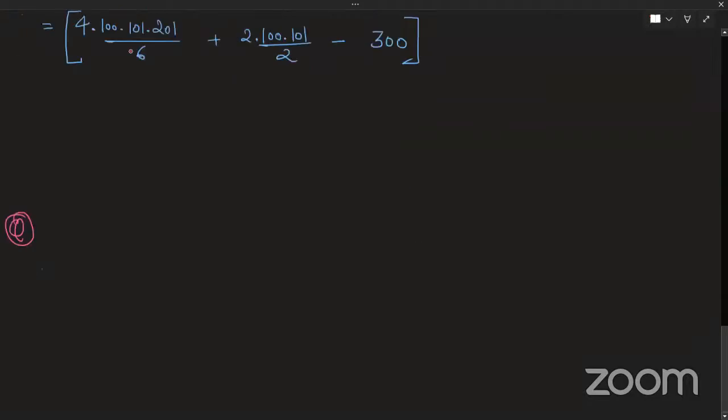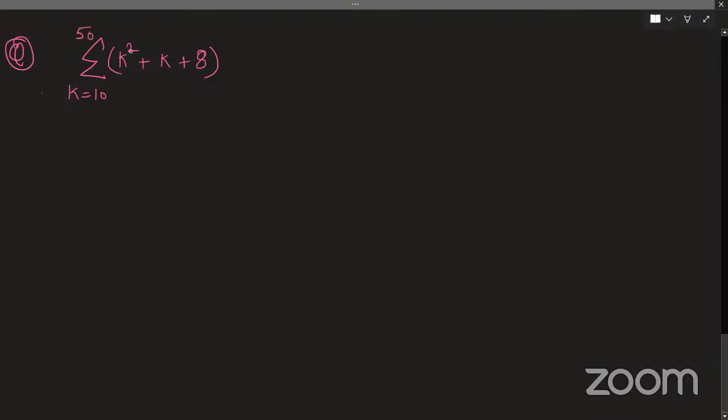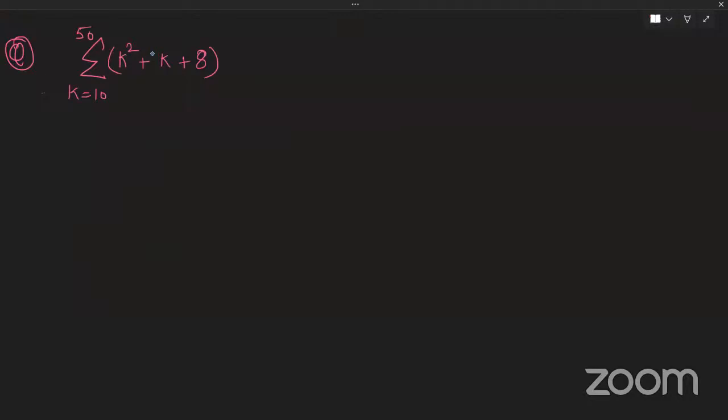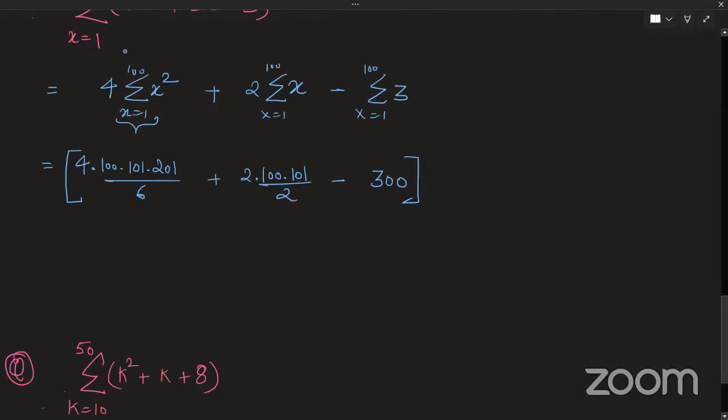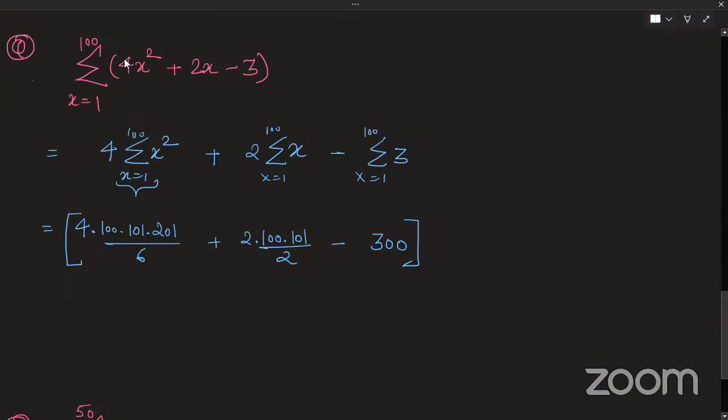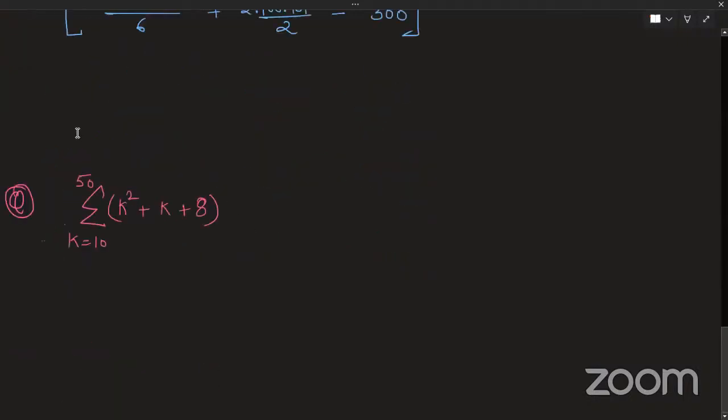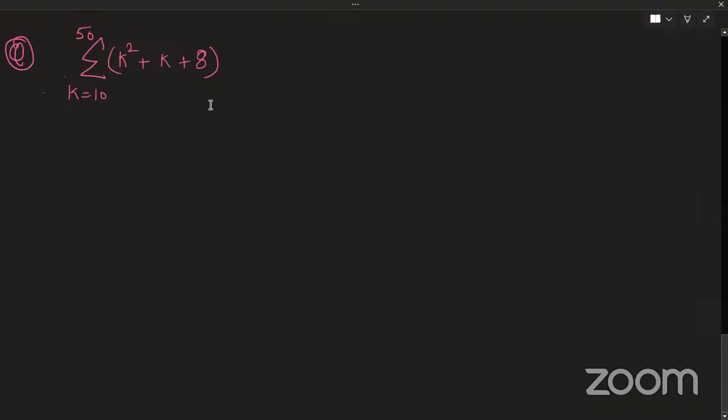So one more question. What will happen if I am not starting my numbers from 0 or 1, and I'm going till 50? K is equal to 10, so we should substitute k. How will that work?